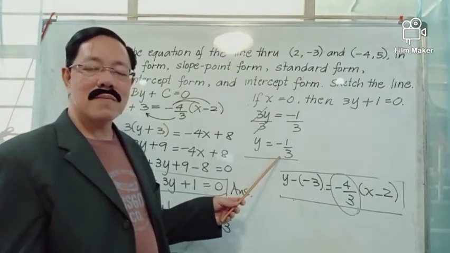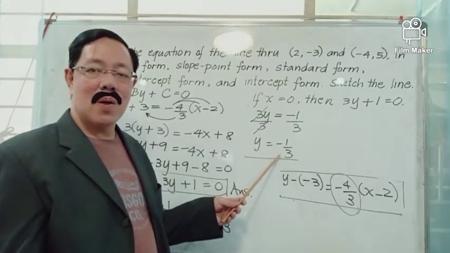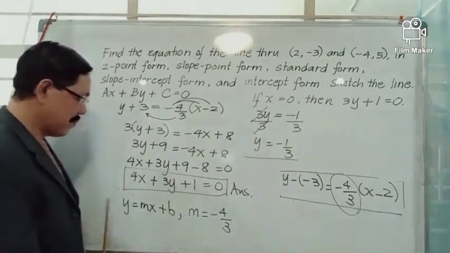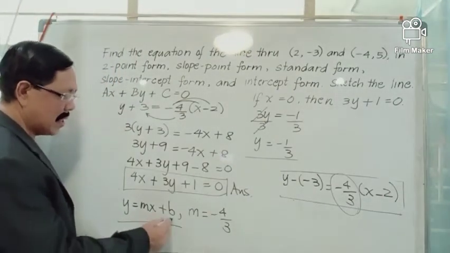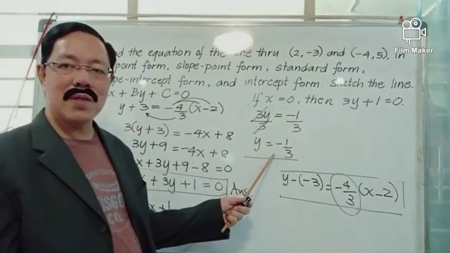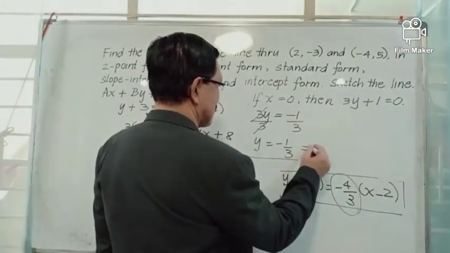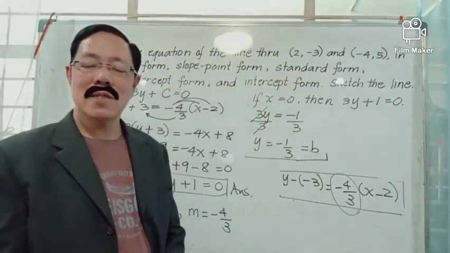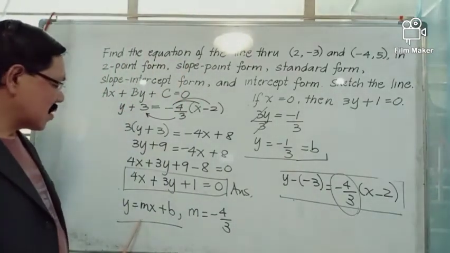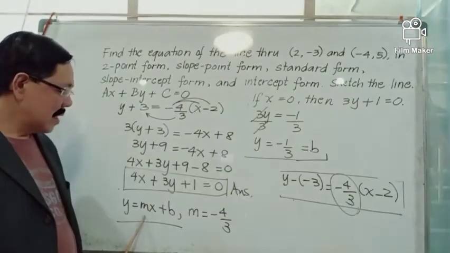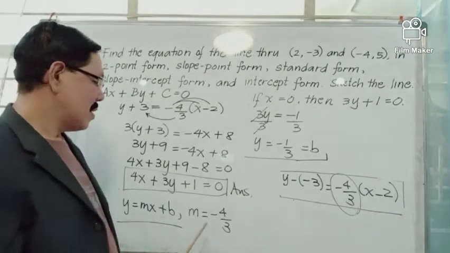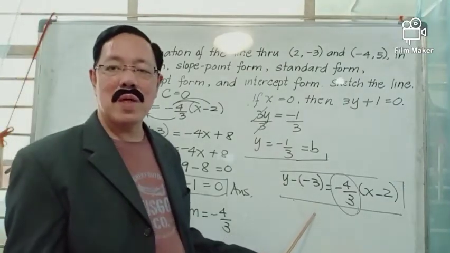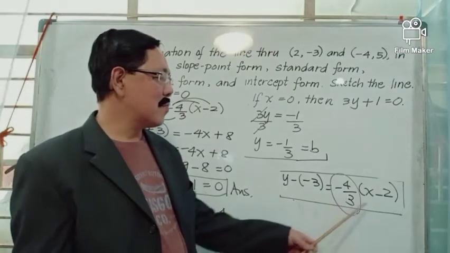So this is the y-intercept, or the point of intersection of the line and the y-axis. And in the slope-intercept form, this is the value of b. Hence, to write the equation of the line in slope-intercept form, the first step is to find the slope of the line, which we have found when we write the equation of the line in slope point form.